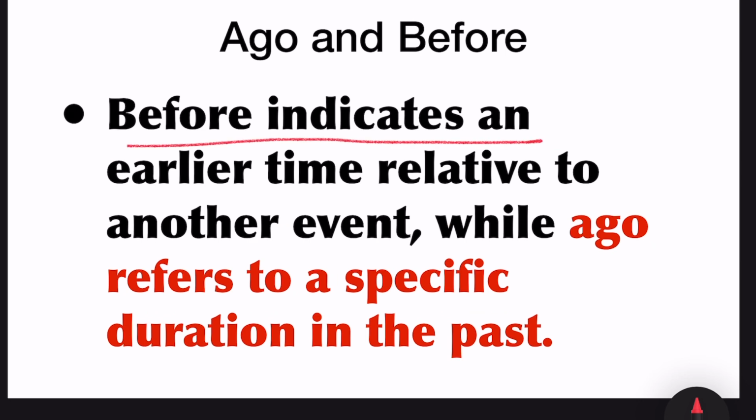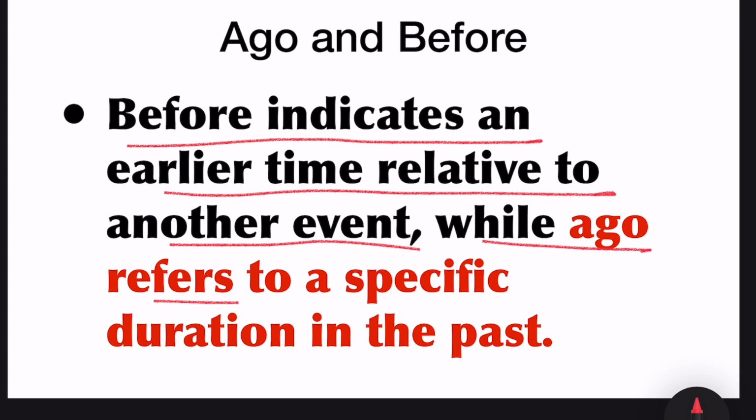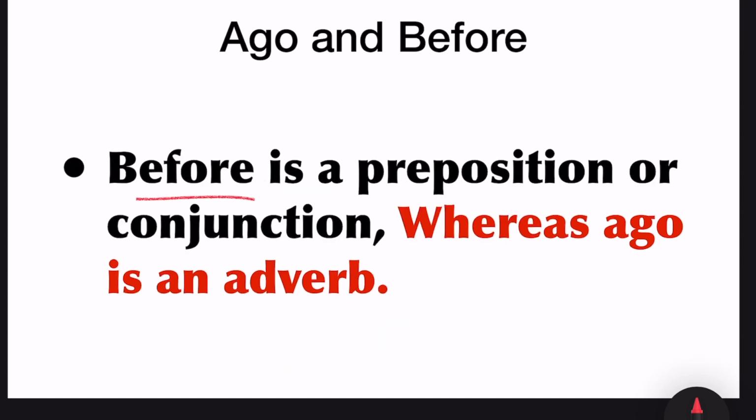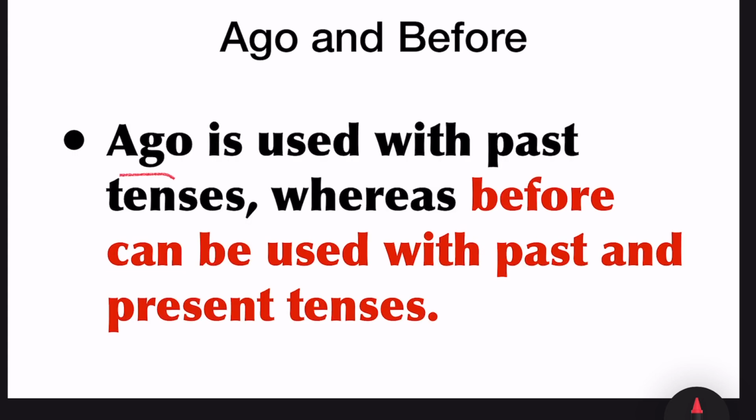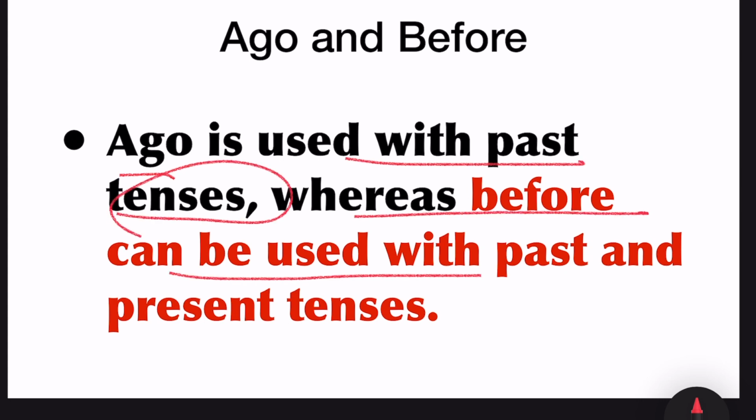Before indicates an earlier time relative to another event, while ago refers to a specific duration in the past. Before is a preposition or conjunction, whereas ago is an adverb. Ago is used with the past tenses, whereas before can be used with past and present tenses.